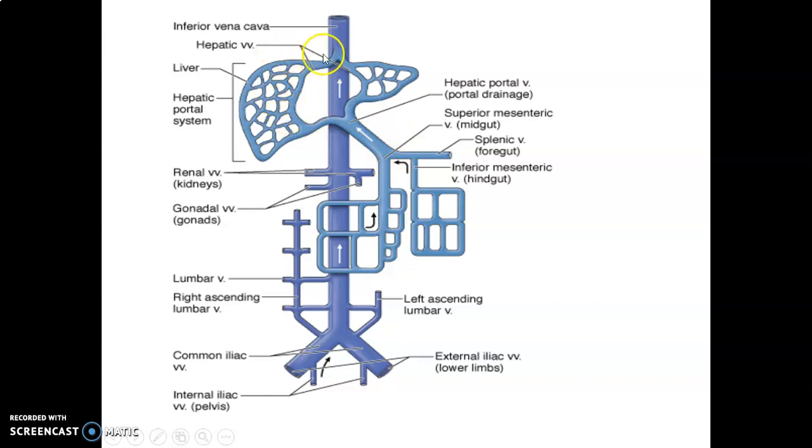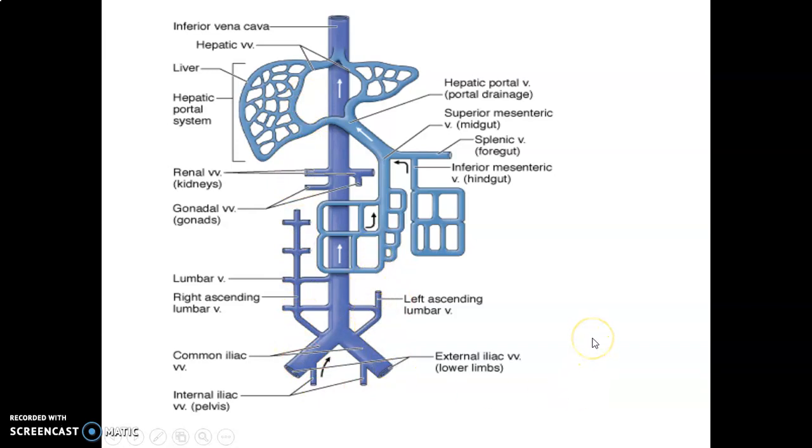So from the GI, they indirectly go to the inferior vena cava through the liver via the portal vein. But the rest drain directly, they are direct tributaries. Then you can see the right ascending lumbar will be used to form azygos on the right, and the left will be used to form inferior hemiazygos on the left. So pause and look at all the tributaries of the inferior vena cava and how the right and left common iliac are actually the ones forming the inferior vena cava.